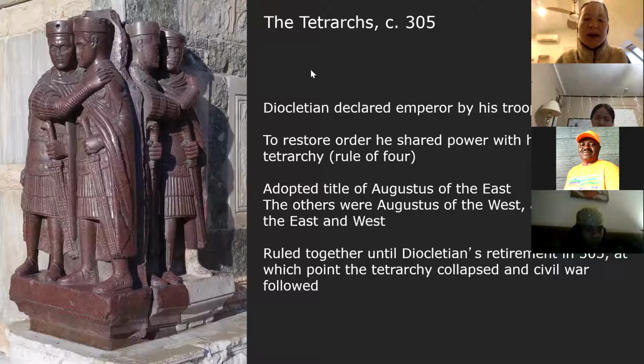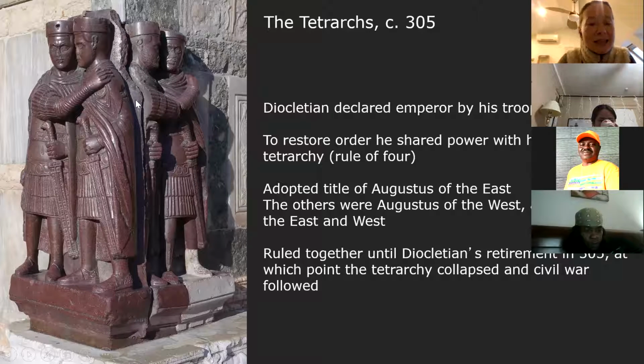So here, Diocletian declared emperor by his troops in 284. To restore the order, he shared the power with three rivals. Okay, so there was the rule of four. Adopted the title of Augustus of the East, Augustus of the West, and Caesar of the East and Caesar of the West. So the Augustuses were younger, Caesars were older, or maybe I'm getting that backward. They ruled together until Diocletian's retirement in 305, at which point the Tetrarchy collapsed and civil war followed.